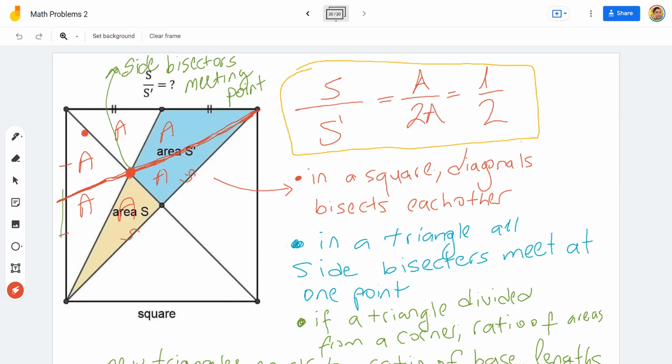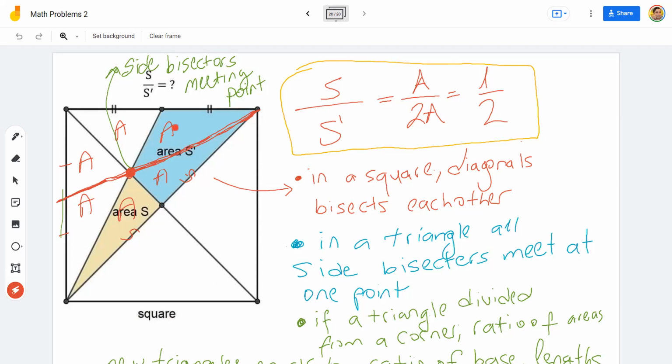So for example, for this triangle, if we divide it from the corner, the ratio of these two triangles depends on their base lengths, these two. If they are equal, the areas are equal. So these two areas are equal, these two areas are equal because they have the same base length. After that, we can write areas. If we call this A, this will be A. This will be A.